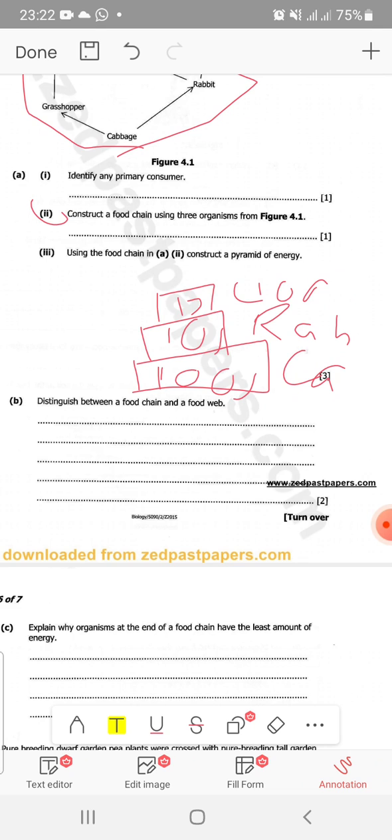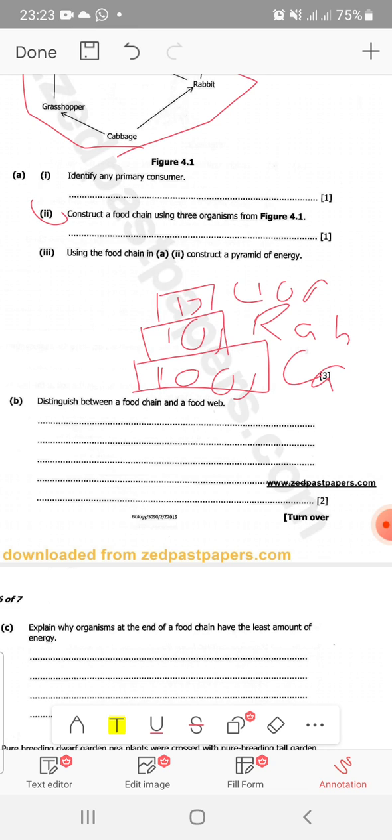Then B, distinguish between a food web and a food chain. A food chain is a linear feeding relationship between organisms in an ecosystem, while a food web is an interlinked food chain. It is made up of interlinked food chains, feeding relationships among organisms in an ecosystem.